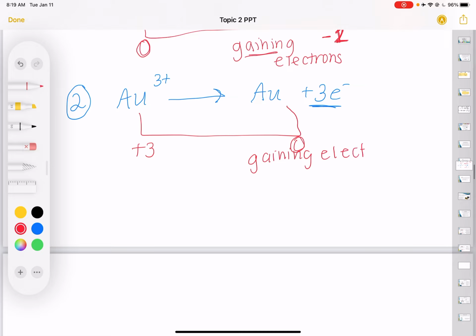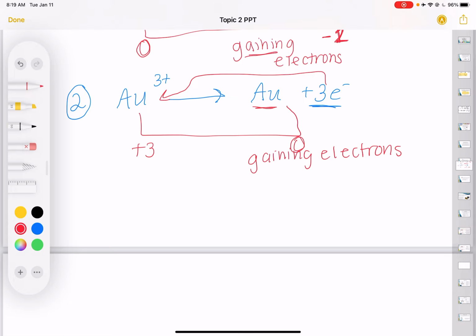I got confused with this one because it is written wrong. This +3 should be on the other side of the reaction. So we should have our electrons on the other side. We're gaining electrons to become more negative. So this should be over there. And that's why I got confused.